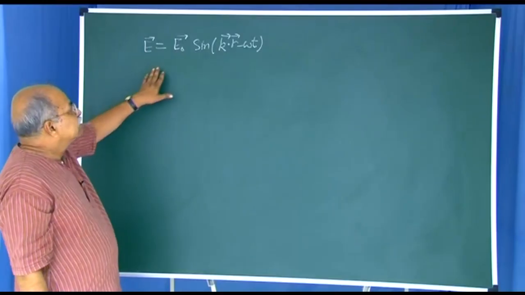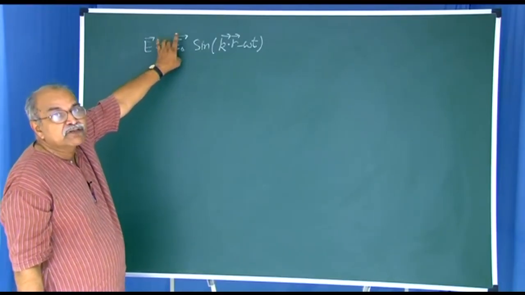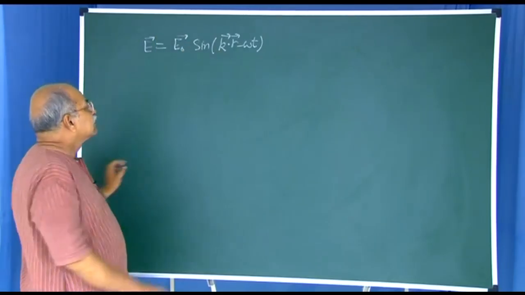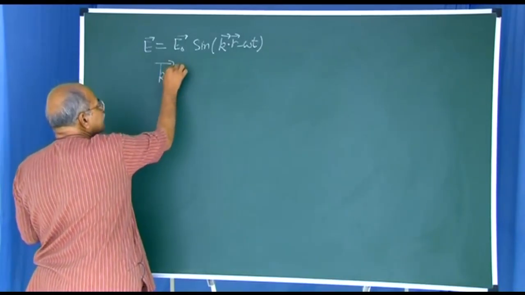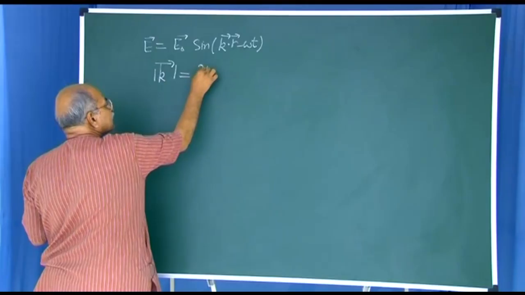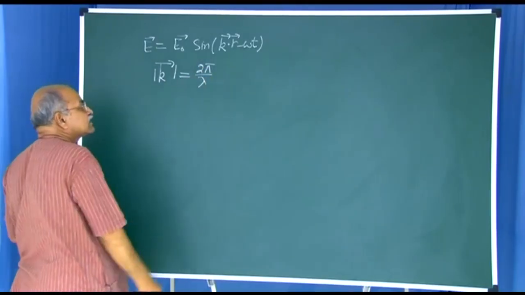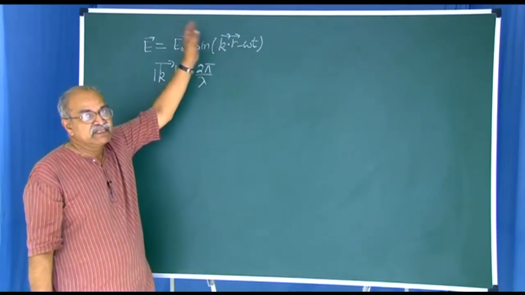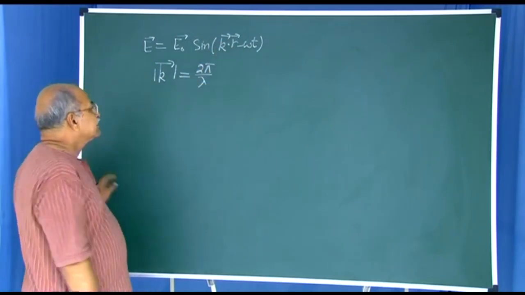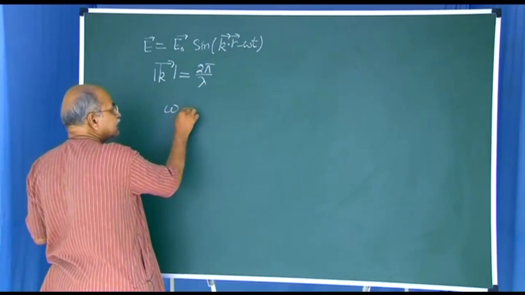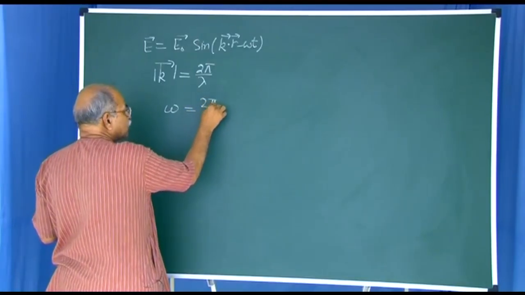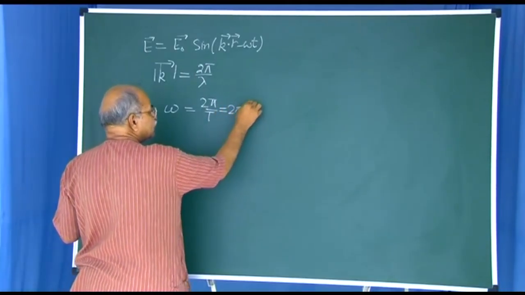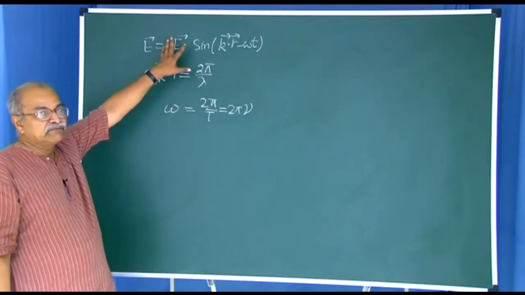And what are all these things? This E naught is the amplitude of electric field, K is a propagation vector, and the magnitude of this K is related to the wavelength, and the relation is this magnitude is 2 pi by lambda. R is the space point where this electric field is being talked about. Omega is the angular frequency related to time period, 2 pi by T, and in terms of frequency it is 2 pi times nu. So, these are the parameters.